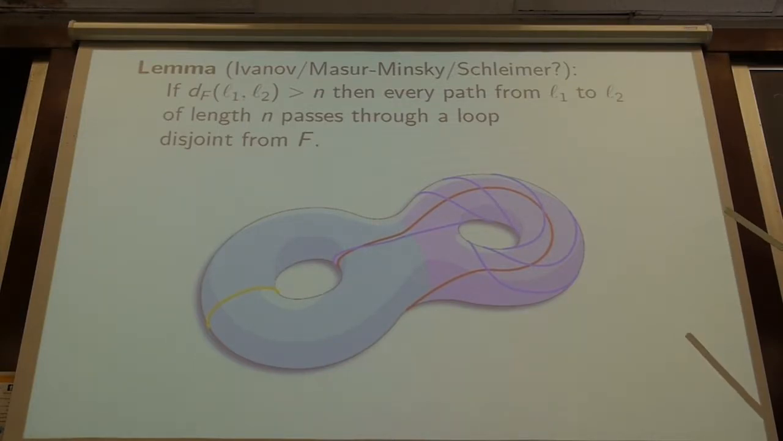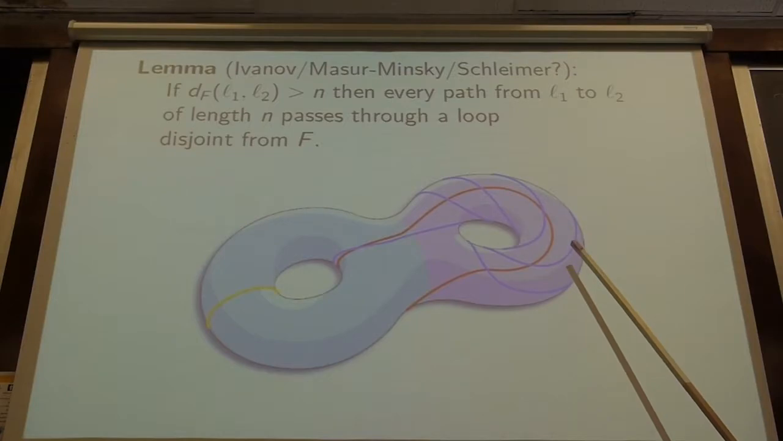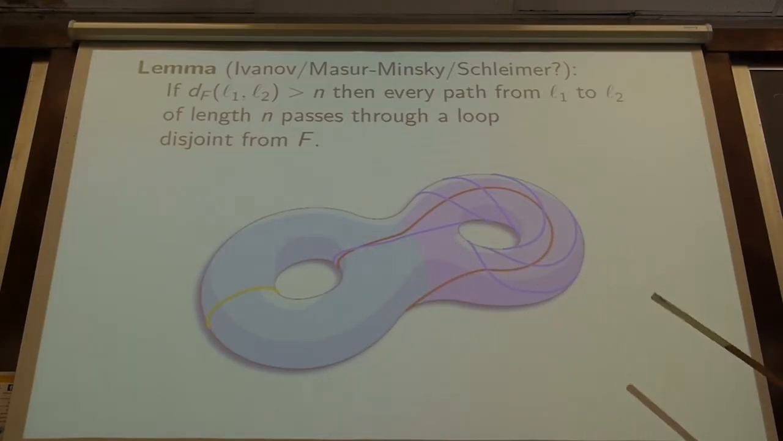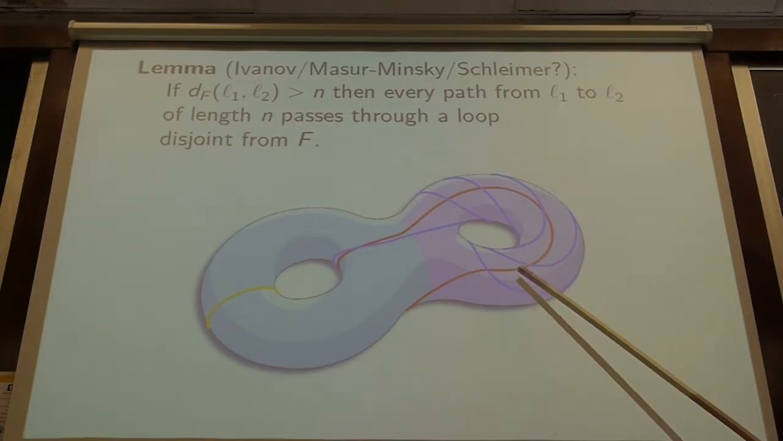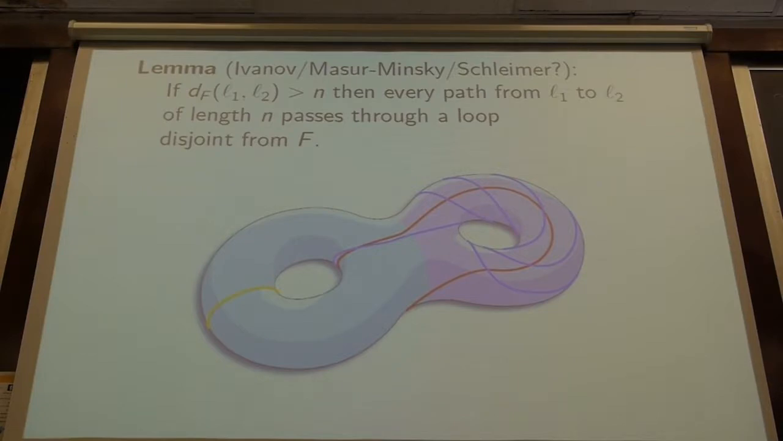And Ivanov may have used this. So Ivanov introduced the idea of subsurface projection. The lemma says that if you have two loops that are high distance in the subsurface, but they're low distance in the overall curve complex, then any short path between them has to include a loop that goes out of the subsurface. Once you see the proof, it's very natural.